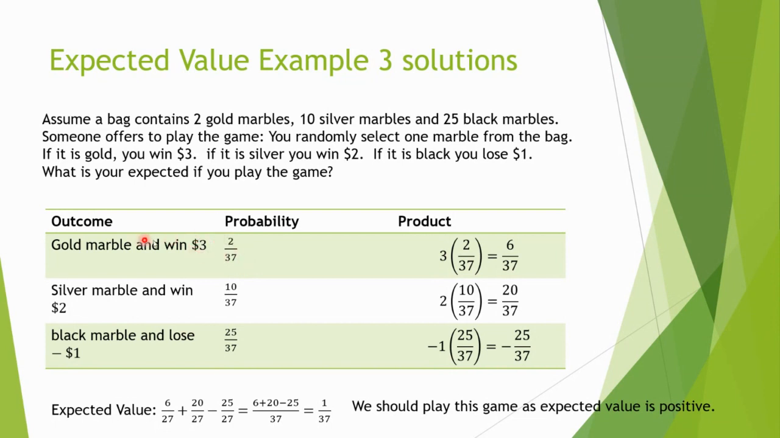So if we multiply, right, if this happens, we win $3. So we're multiplying 3 by 2 over 37, right, the amount. We get 6 over 37. So that's what's happening here. Again, expected value, we're using it with experiments where you can win or lose money. Here we can win 3. If we choose a silver marble instead of gold, we win $2, as you can see.